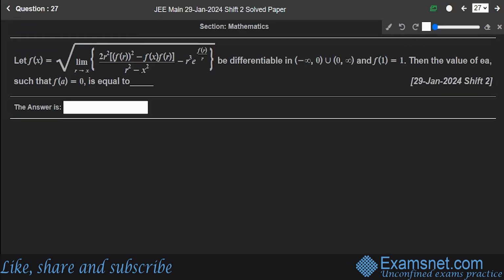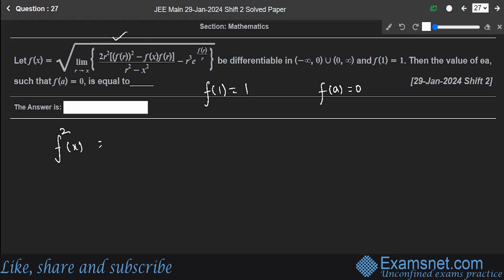Let f be given by this equation, with the limit of this function being differentiable in this interval. F of 1 is equal to 1, then find the value of e into a such that f of a is equal to 0. Okay. So you are having two things over here. First of all, this is your function, and one thing, f of 1 is equal to 1 and f of a is equal to 0. The function fx is equal to this.